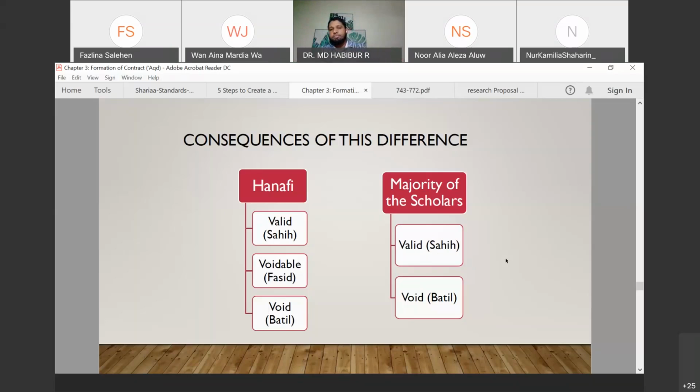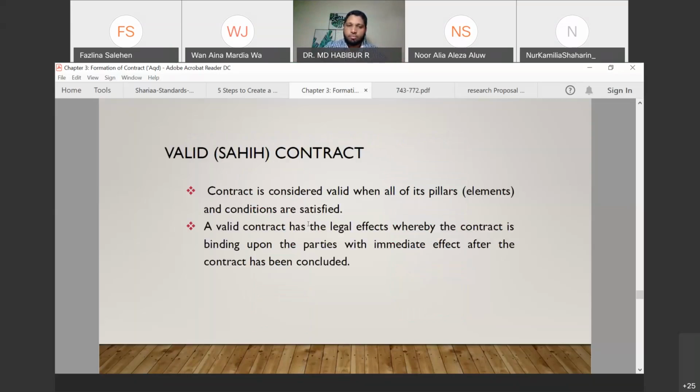All right. So what is valid? The contract is considered valid when all the pillars are satisfied. The pillars, if you take the Hanafi opinion, are only 2. But if you take the majority opinion, the pillars are 6. So if the pillars are satisfied, then it is valid. Valid means it has legal effects. So valid means it is binding with immediate effect after the contract has been concluded.